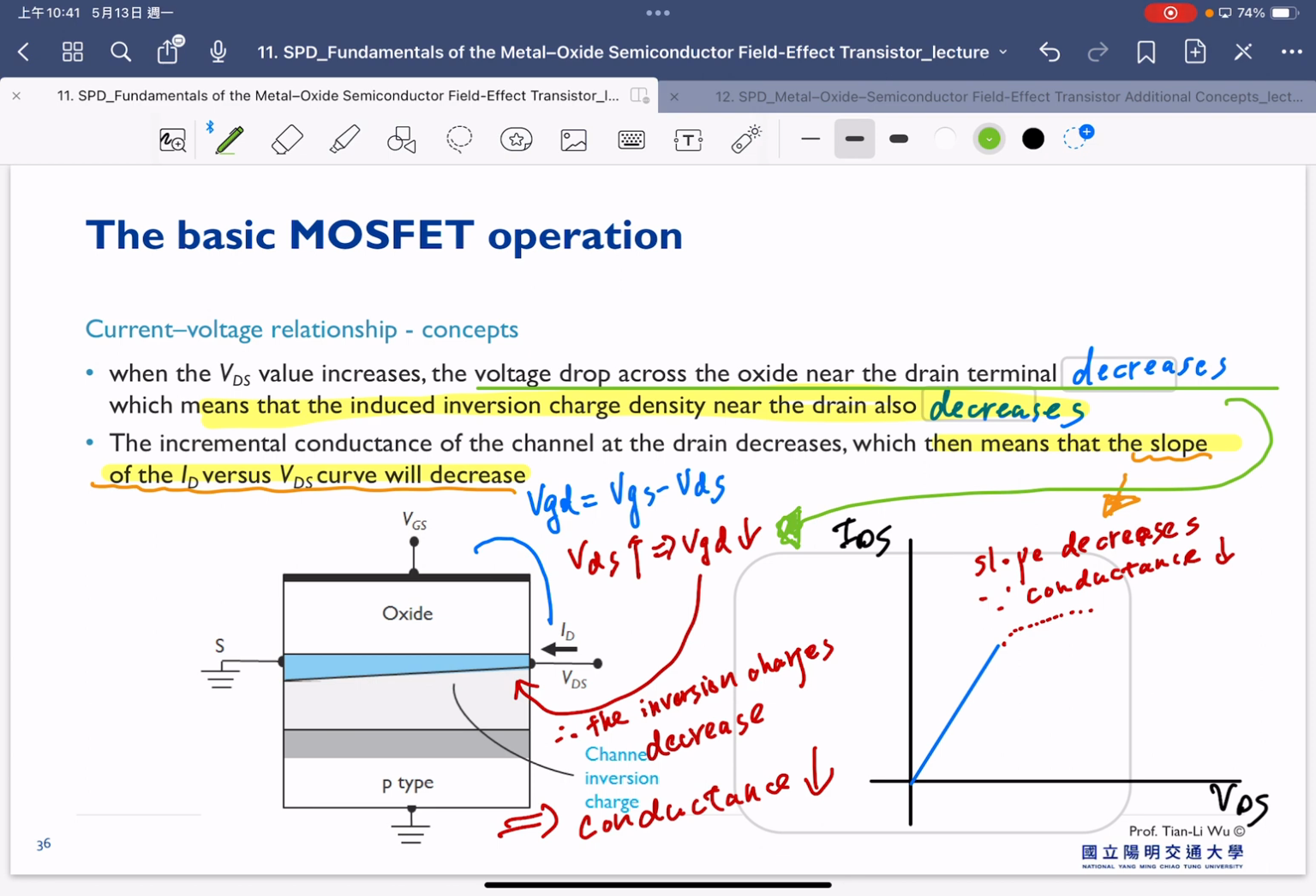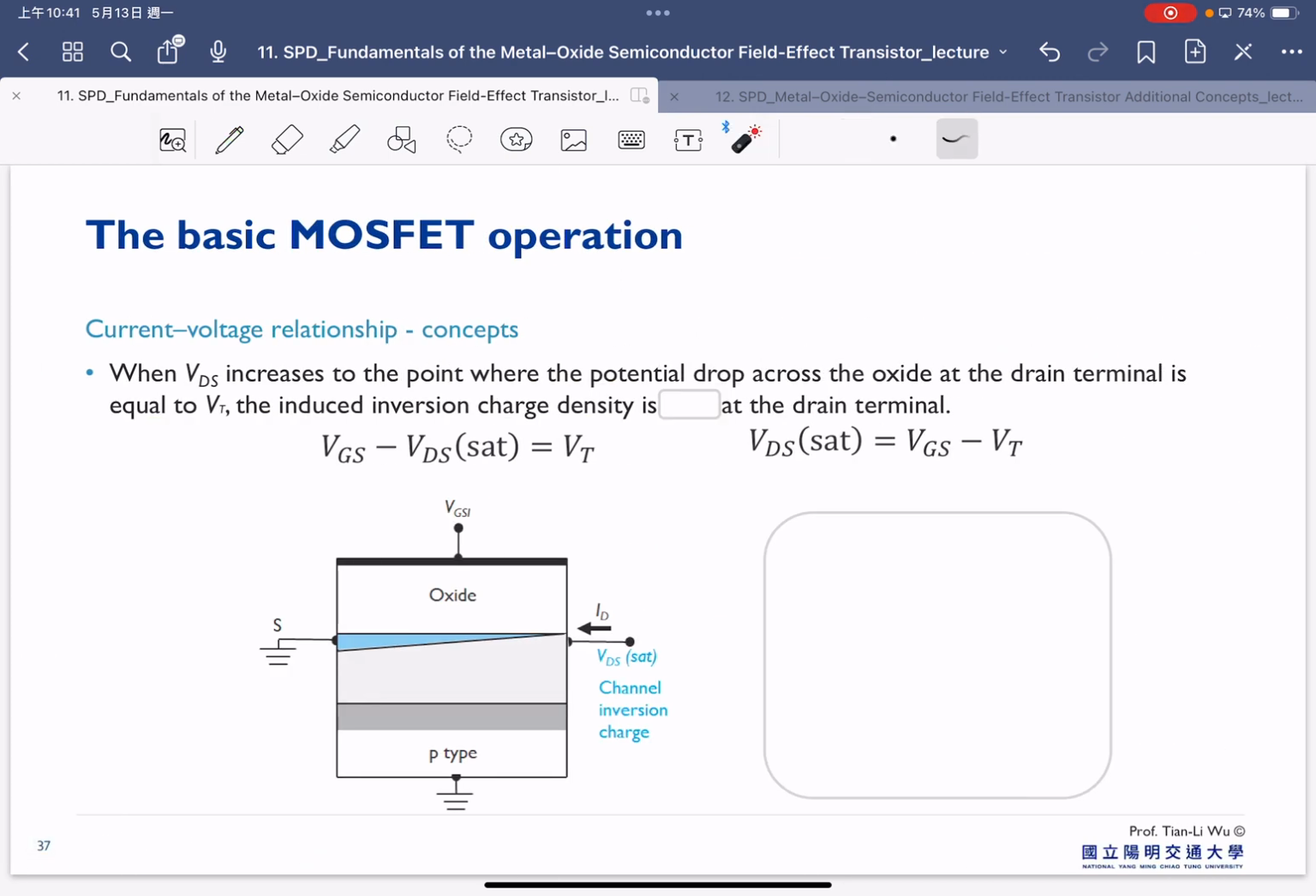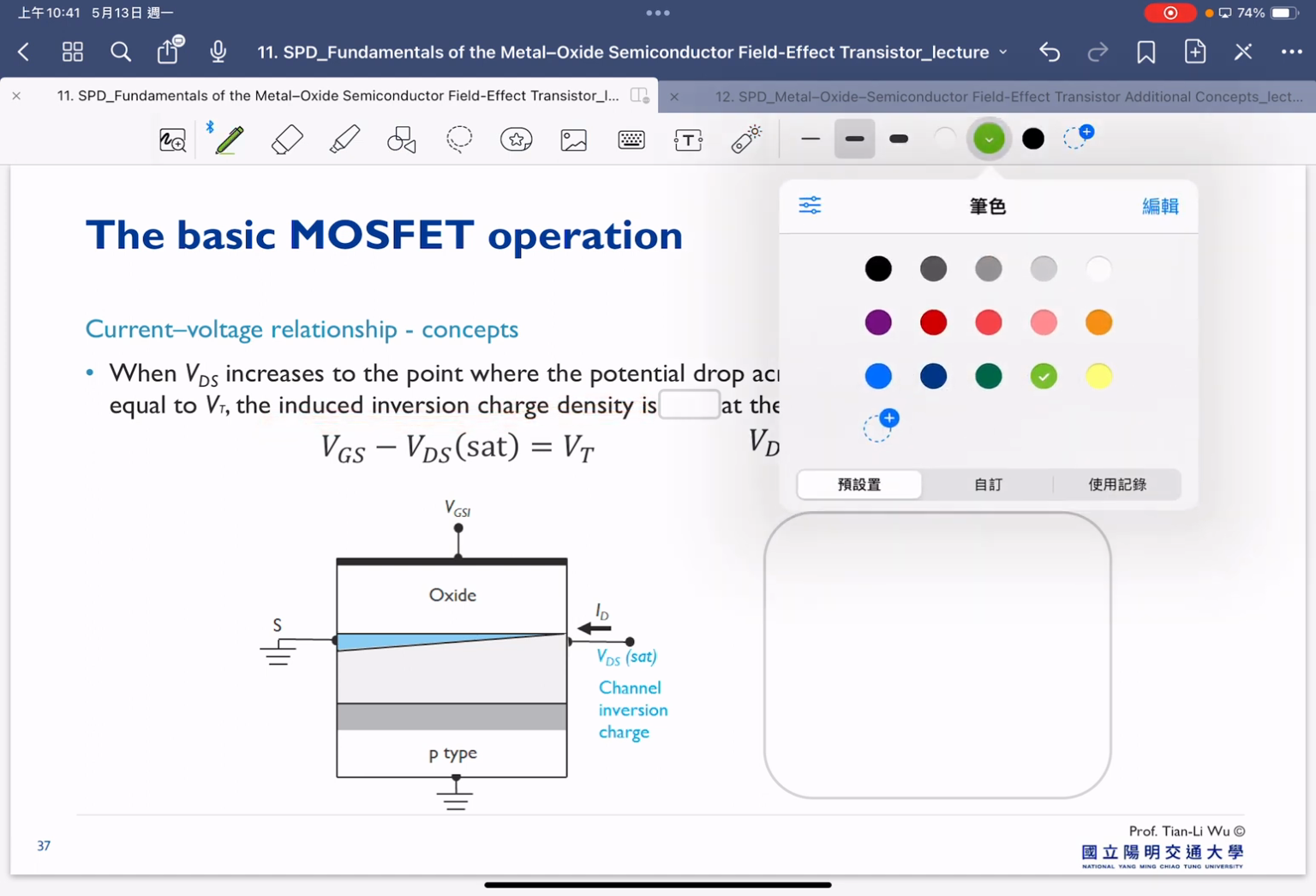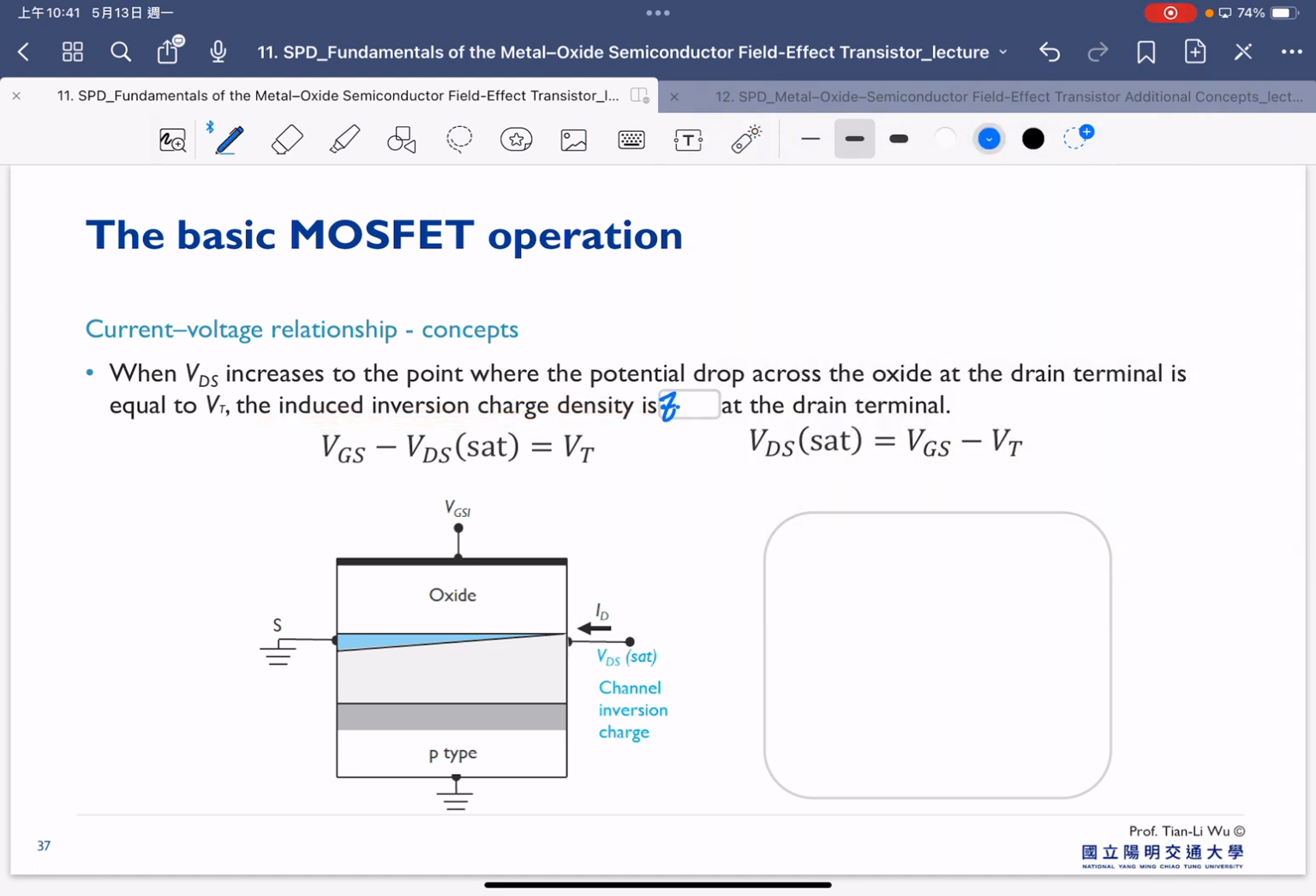Okay, so great. Then for sure we will be interested to continue to increase our VDS and see what happens. So right now, if we further increase our VDS, we can start to expect the channel here will be decreased as well. And in the end, there's a possibility that the induced inversion charge density becomes 0 at the drain terminal. So when VDS increases to the point where the potential drop across the oxide at the drain terminal is equal to VT.